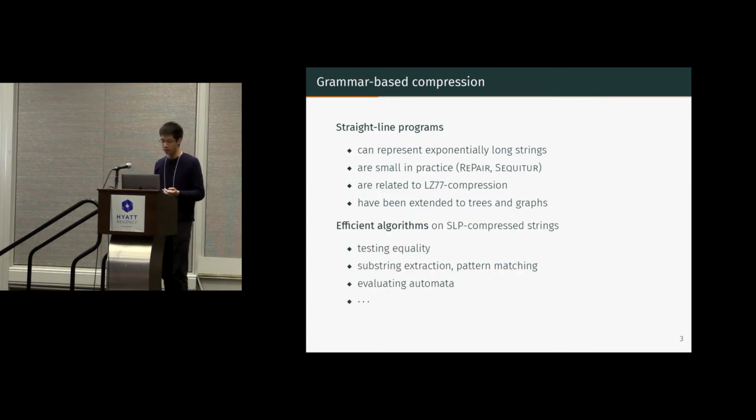There are many efficient algorithms on SLP-compressed strings, as I said. For example, the question: given two SLPs, do they produce the same string? This is solvable in polynomial time. This is a result by Plandowski, which is not obvious at all because they are possibly exponentially long strings. Other problems which you can think of on strings, like substring extraction, pattern matching, or running automata on strings, have also been studied in this SLP-compressed world.